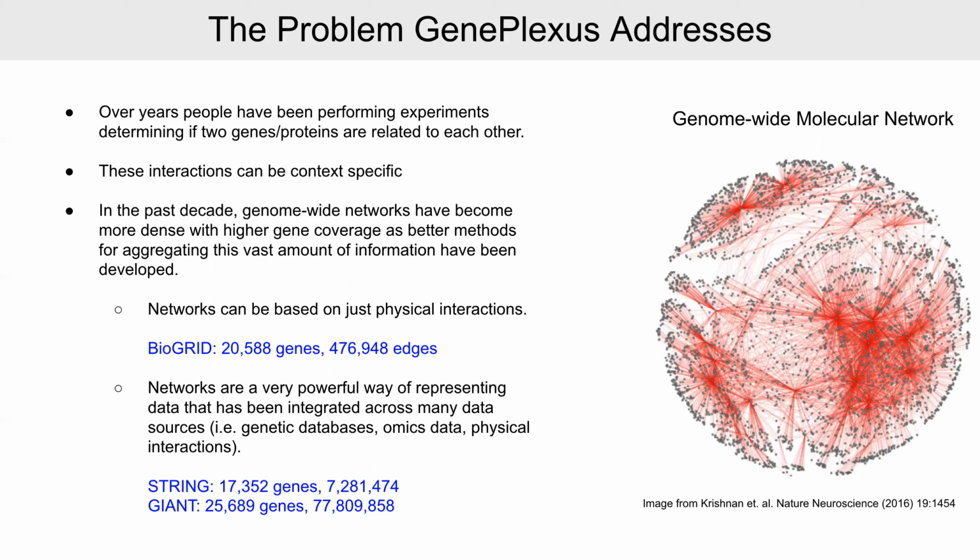They can come in all kinds of different flavors. Some are based on just physical interactions, like a big one called BioGRID. There are other ways that you can aggregate data across many different databases. You can use omics data and physical interactions and combine all these things. A couple of other networks that do this are the STRING networks and the GIANT networks. So you can make these networks, and they have all of this information in them about how genes and proteins are related to each other.